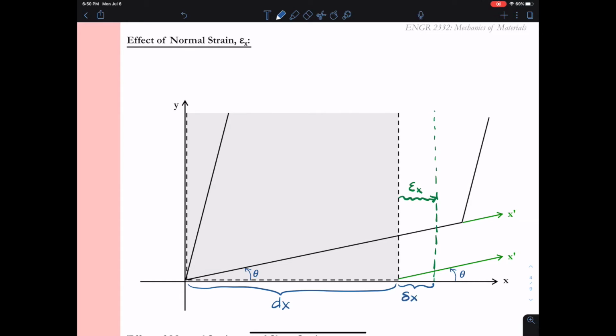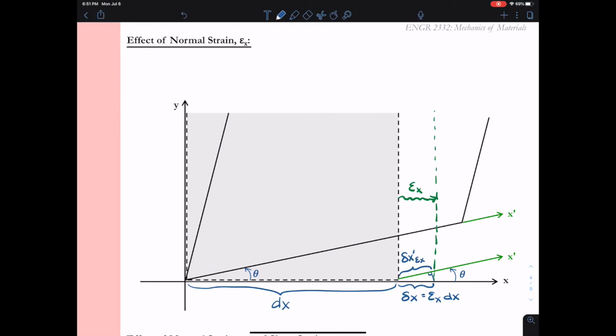Now, for my analysis, I'm not interested in delta x, I'm interested in delta x prime. So I'm interested in this distance, the amount that is changed in the x prime direction due to epsilon x. So I'm only considering one of the three strains that I need to get delta x prime total. Delta x is just the strain times dx. So this is just strain times the original length, epsilon x dx, which gives me the amount delta x that I've stretched in the x direction.